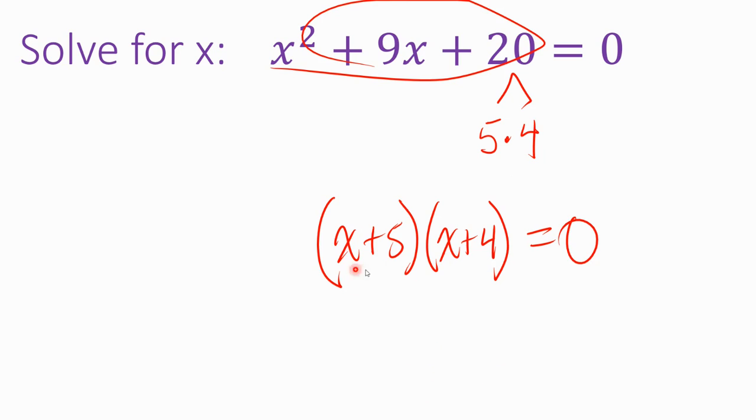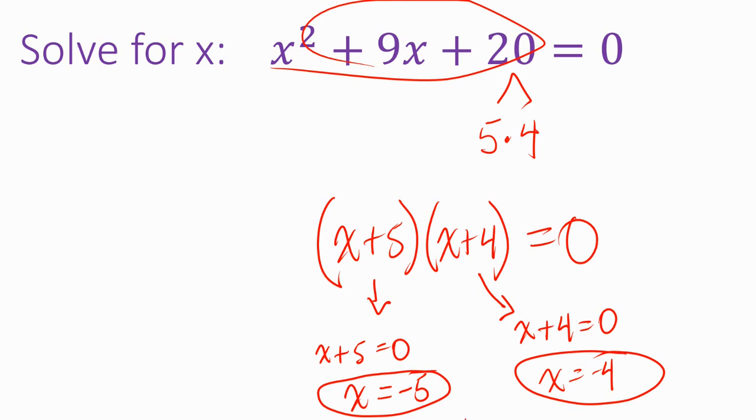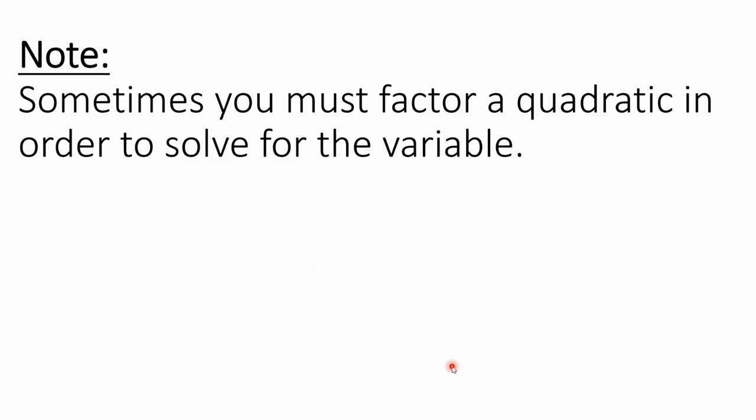Now I can go ahead and set this equal to 0 and set this equal to 0. And after I did that, I went ahead and solved my equations. So I get x equals -5 and x equals -4. Those are my two solutions this time. So special note, sometimes you must factor a quadratic in order to solve for the variable.